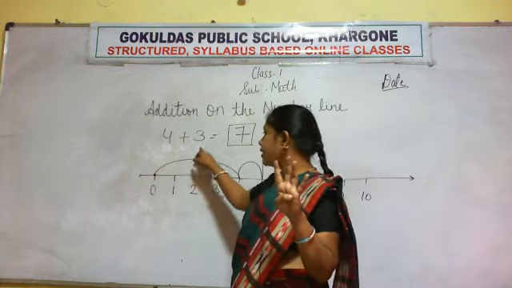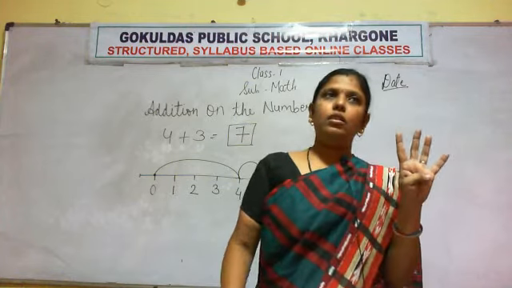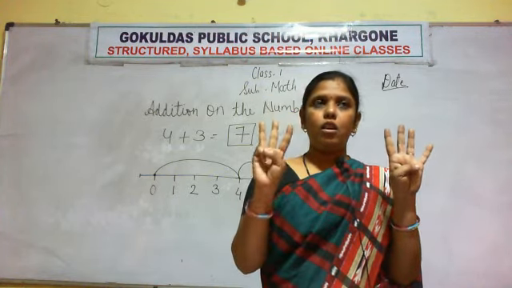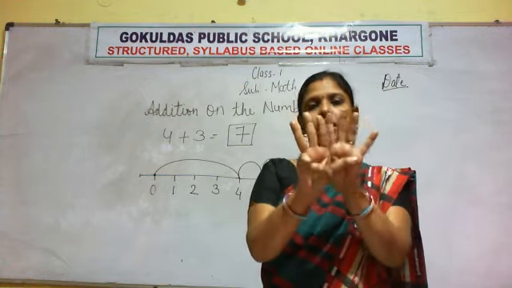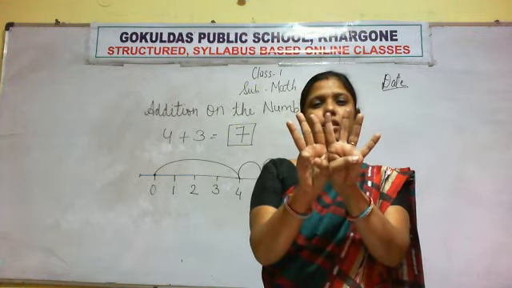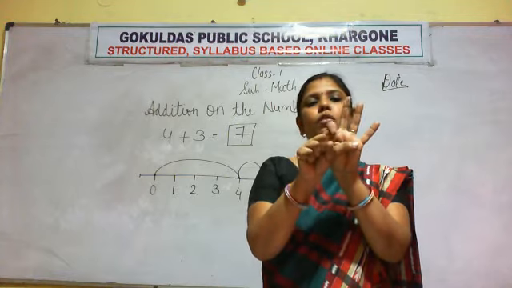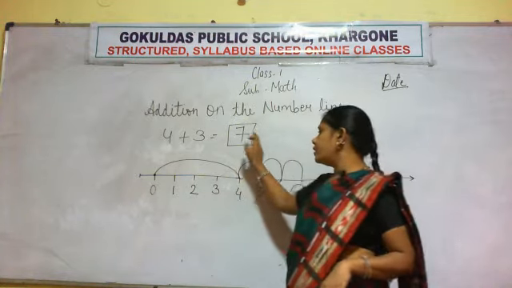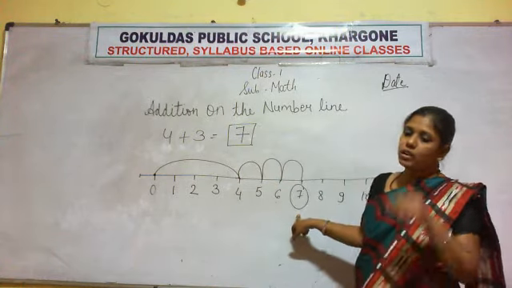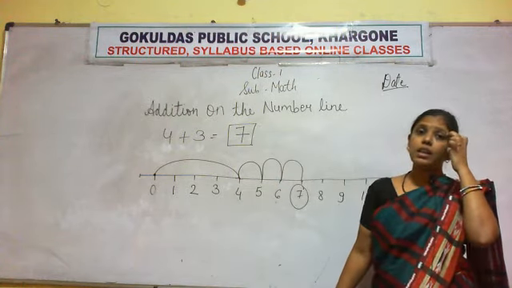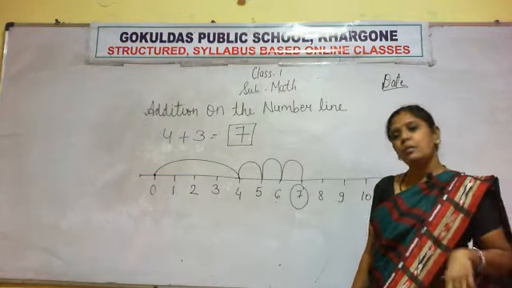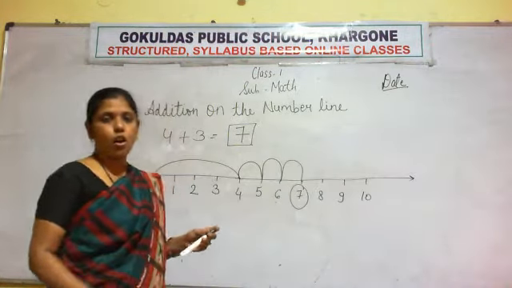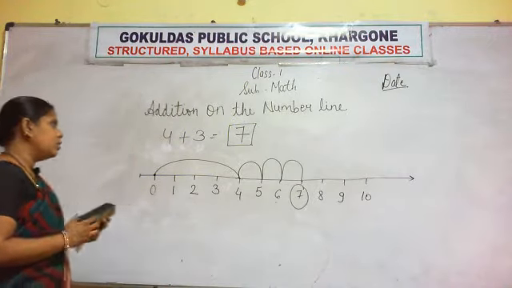Now see what is the next number, 3. Now take 3 more fingers in the other hand, 1, 2 and 3. Now you have to put them together and add all the fingers. So 1, 2, 3, 4, 5, 6 and 7. What is the answer? 7. And the answer on the number line is also 7. In this way we add numbers using the number line. Now I hope you all have understood how we add numbers using a number line.